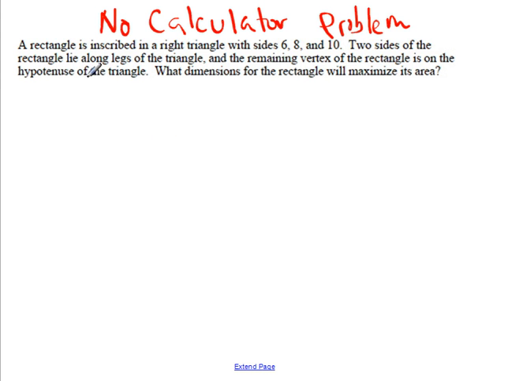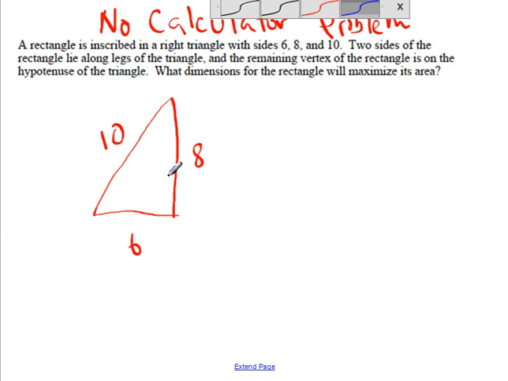Okay, so it says a rectangle is inscribed in a right triangle with the sides 6, 8, 10. Those dimensions should pop out at you. 6, 8, 10. That's a 3, 4, 5 triangle. And the rectangle is such that it has one side on one base.